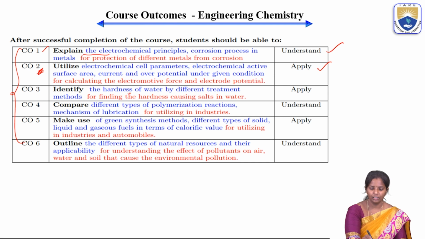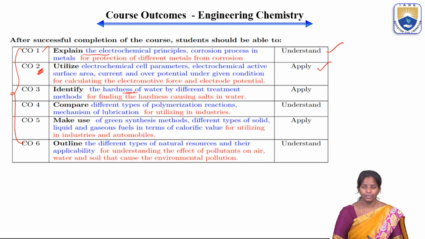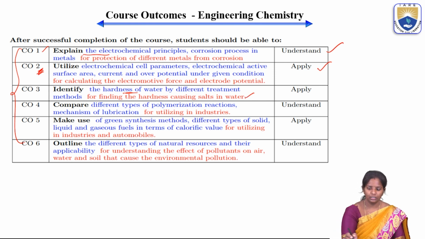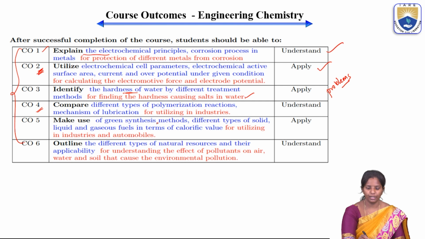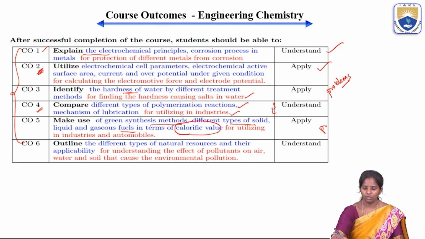Third one is identify the hardness of water by different treatment methods for finding hardness salts. Then the fourth one, this also includes problems, so we write apply. We are applying formulas for solving problems. Fourth one, the course outcome gives comparison of different polymeric reactions, mechanism of lubrications in industries, so we are having an understanding. Fifth one, make use of green synthesis methods, different types of solid, liquid, gaseous fuels in terms of calorific value. So we are calculating calorific value. So this also includes problems.